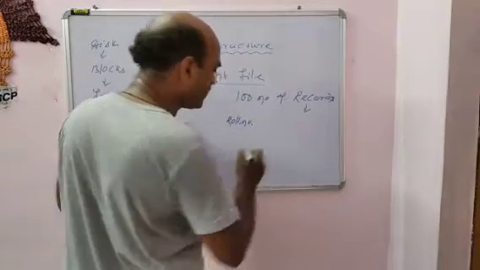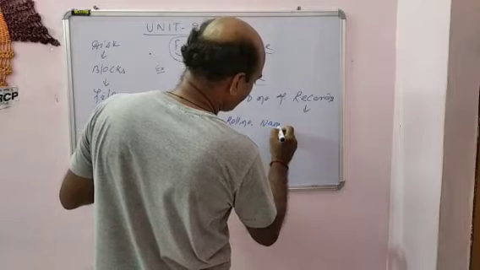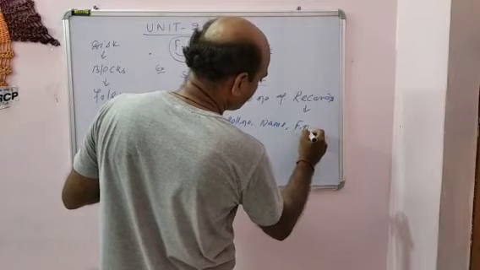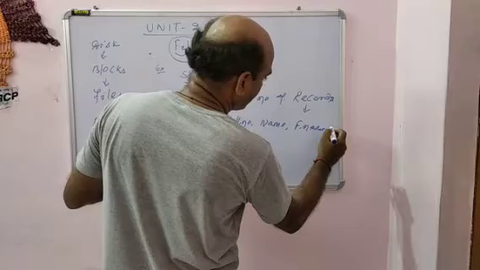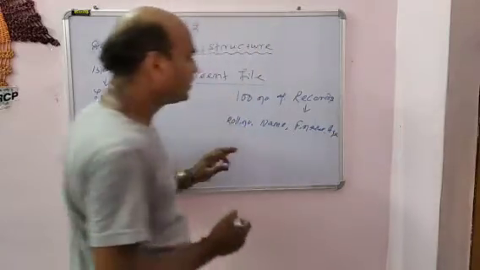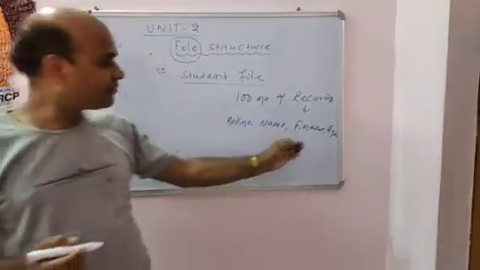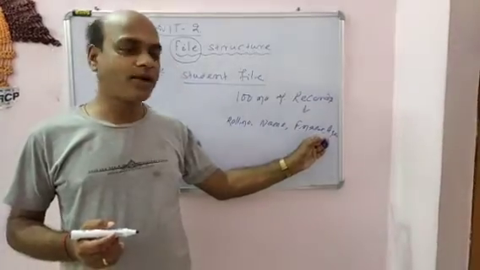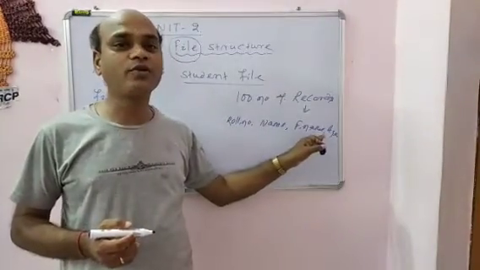Roll number may be a field. Name, father's name, age, or date of birth, anything. So we can create the field and where the particular values are going to be stored.